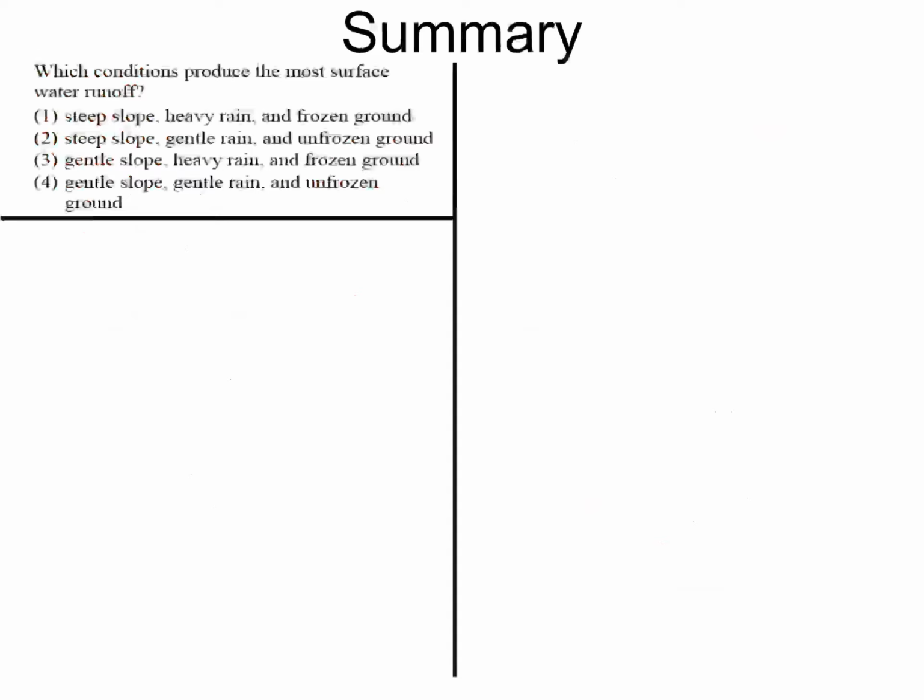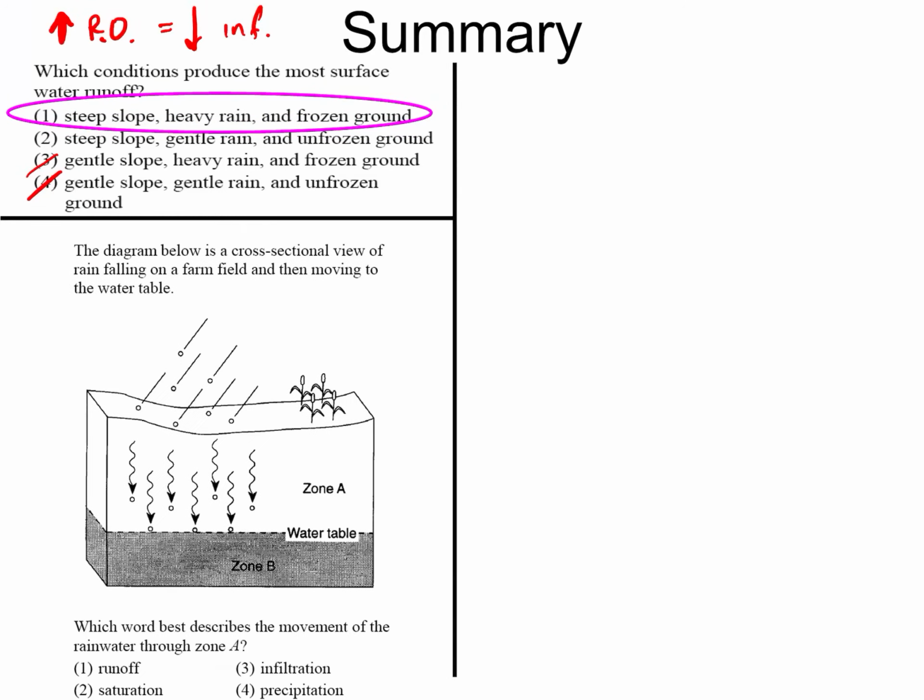All right, so which conditions produce the most surface water runoff? If it's leading to more runoff, that means that it must also mean less infiltration, because they are opposites. So more runoff would mean that it has to be a steep slope, heavy rain, frozen ground. We're talking number 1 here. Next, the diagram below is a cross-sectional view of rain falling on a farm field and then moving to the water table. Which word best describes the movement of the rainwater through zone A? So right here, water going down through the soil, that's 3, infiltration.